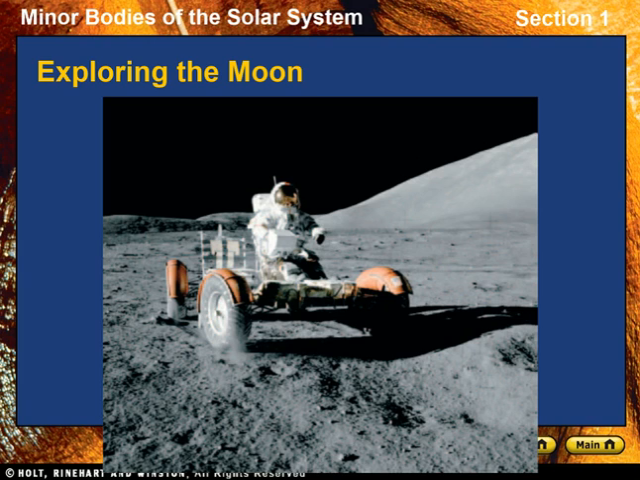The gravity at the Moon's surface is not strong enough to hold gases and therefore has no significant atmosphere. Because the Moon has no atmosphere to absorb and transport heat, the Moon's surface temperature varies greatly, from 134 degrees Celsius during the day to negative 170 degrees Celsius at night.